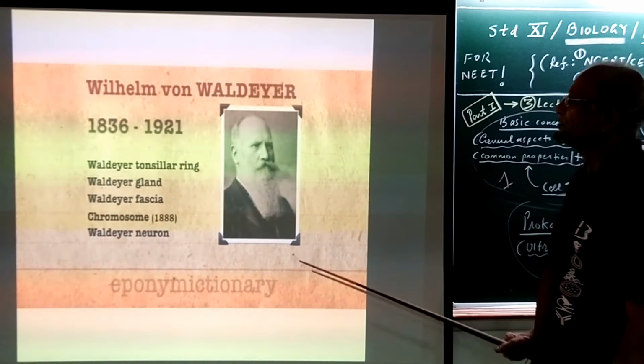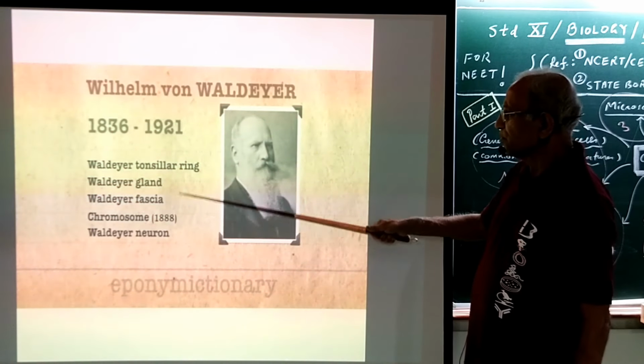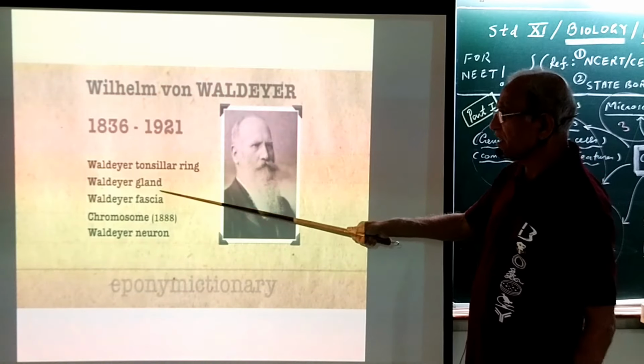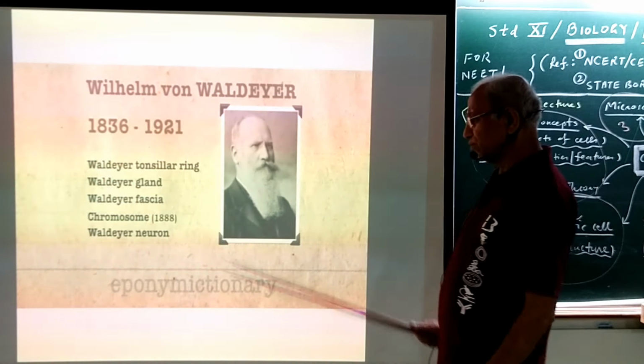Oh yeah, Waldeyer, and he's famous for several things. Okay, so he was an anatomist, so fascia, glands, he was basically an anatomist, and he also discovered the chromosomes. Next.